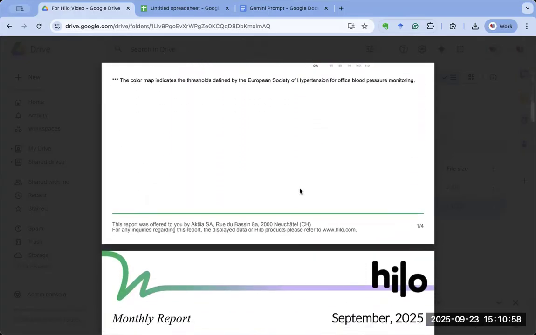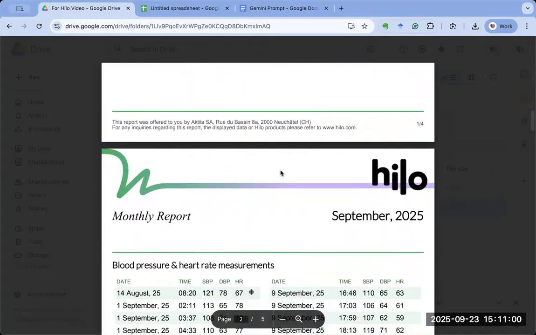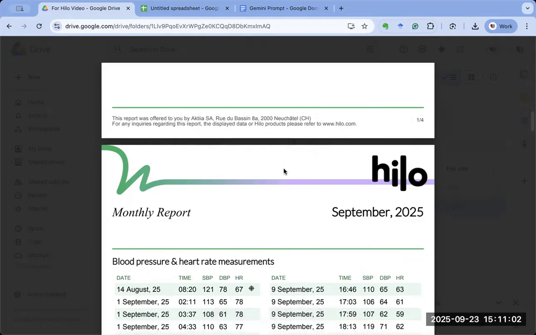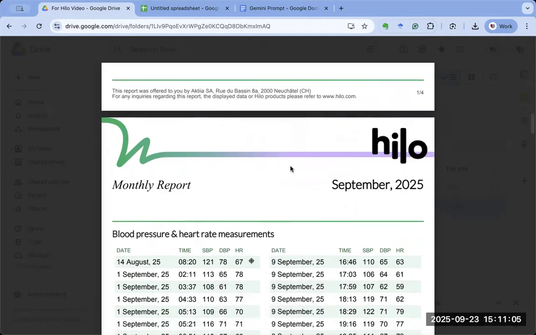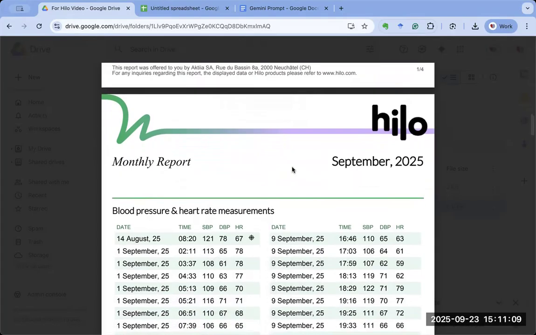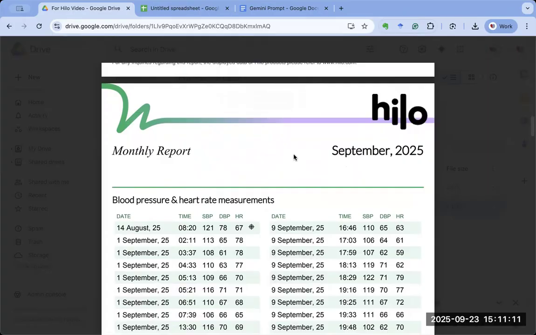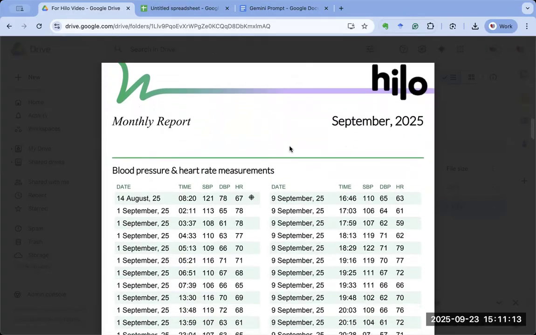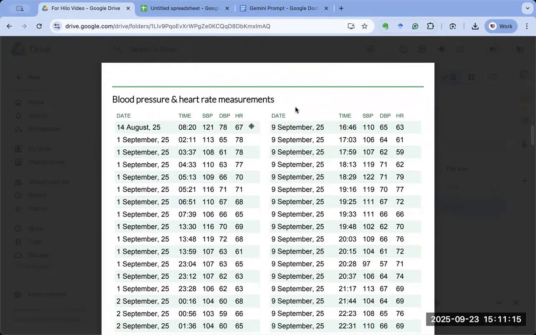And as you know, I talk about not just lowering blood pressure with only medications. I also talk about lifestyle changes: changing your salt, adding supplements, moving more. All those things I have covered in other videos. But here I'm going to stick to the Hilo report.